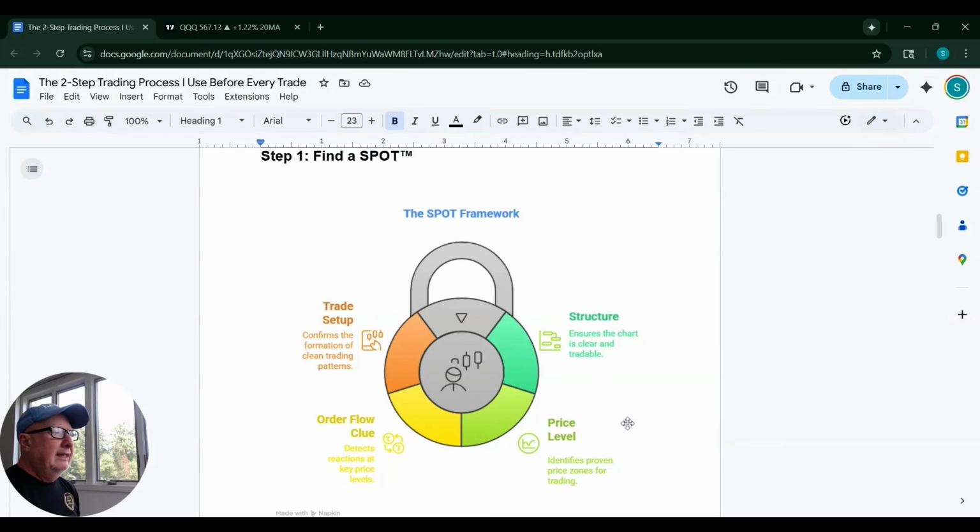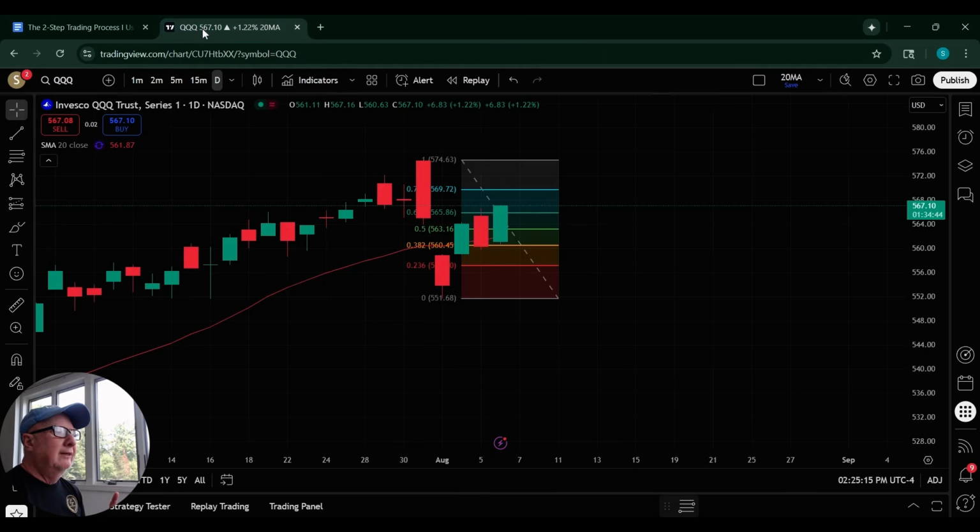I'm literally in these first two areas, the structure and the price level, and I'm looking at the order flow clues right now to see if a trade is setting up. So let's look at the daily. This is more of a swing trade that I'm looking at than an intraday trade.